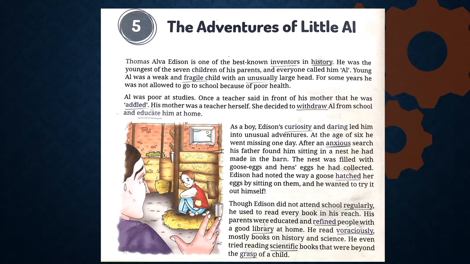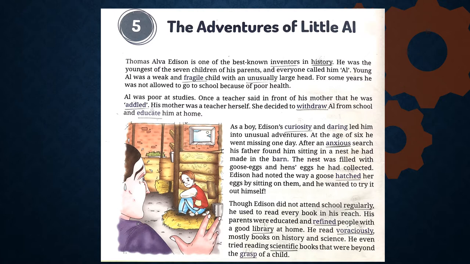Now, when Edison was young, when he was a child, he was very fragile. He had a very unusually large head and he used to fall sick very frequently. One of his teachers had called him addled once, and his mother had decided to withdraw him from school and educate him at home since she was a teacher herself.